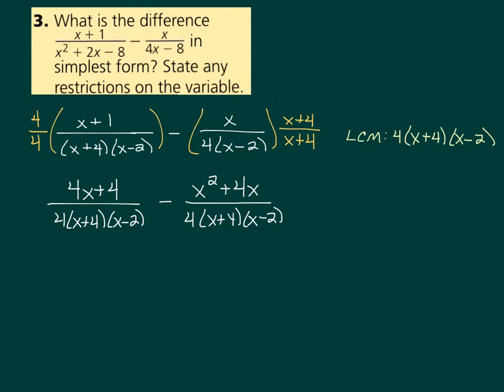So we factor the denominators, identify the least common multiple, manipulate our fractions so that they each have the least common multiple as their denominator. That's where we are at this point. Then you combine the two. And the only thing we have to remember here is that this subtraction gets distributed. When we do that, we get negative x squared plus 4, all over 4 times (x plus 4) times (x minus 2).